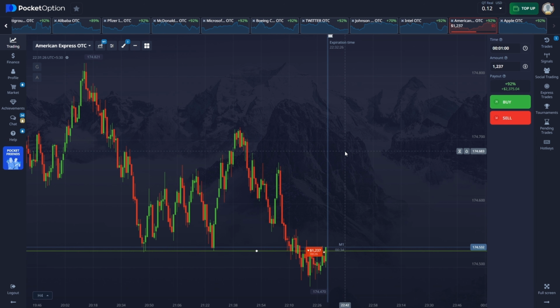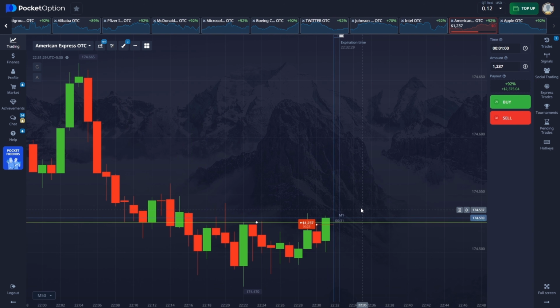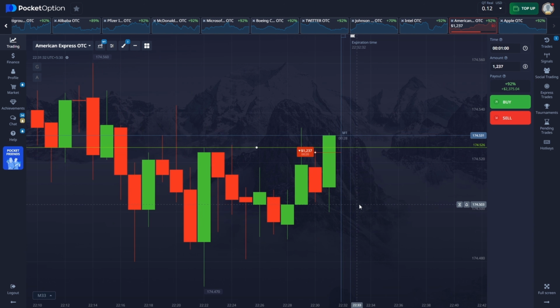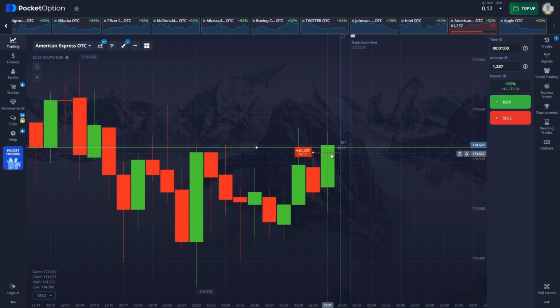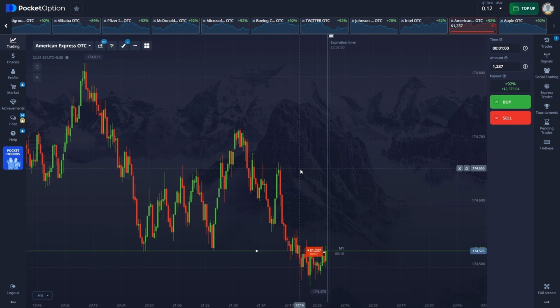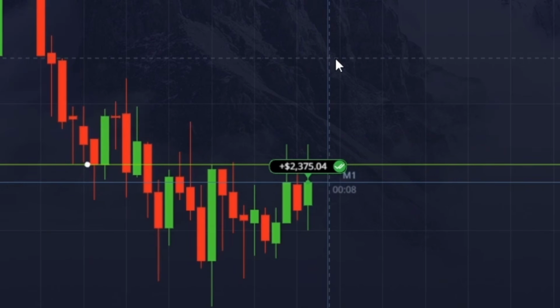You will see that the red candle already formed. Because of the late entry, it's a little bit risky for me, but let's see. We still have 10 seconds left. Okay, only a few seconds left, and I won it.